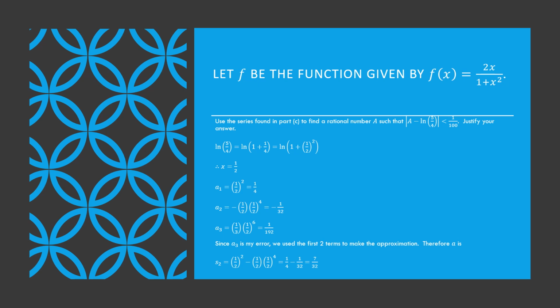Simplifying that out, I get 7 over 32. Again, it's important to note that that 1 over 192 is my error because 1 over 192 is less than 1 over 100. All right, so I'm going to get 1 point if I knew to use x equals 1/2. I'm going to get another point for my value of a, so that's 7 over 32. And then my work, my justification, that I said that 1 over 192 had to be my error, so I used the first two terms for my approximation.